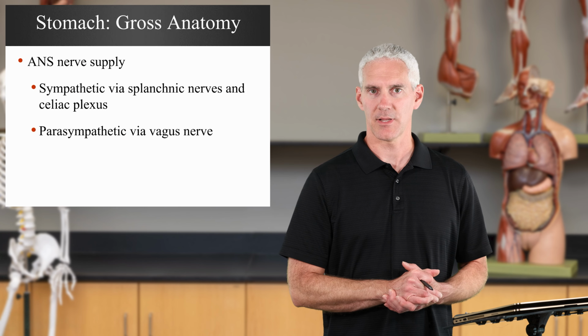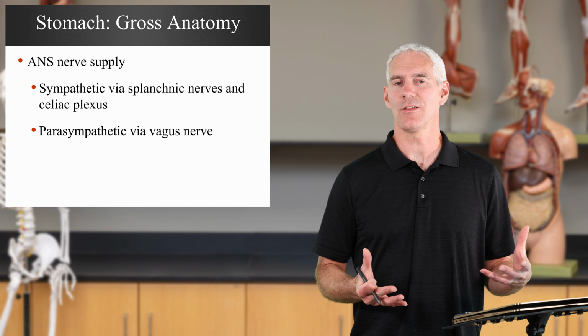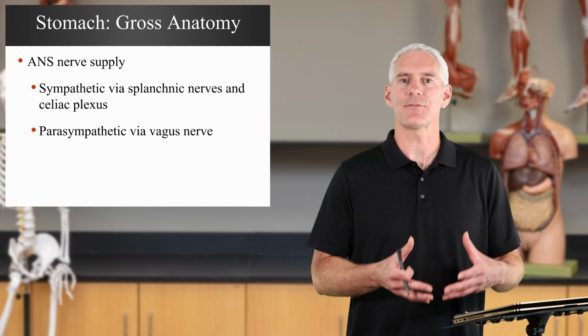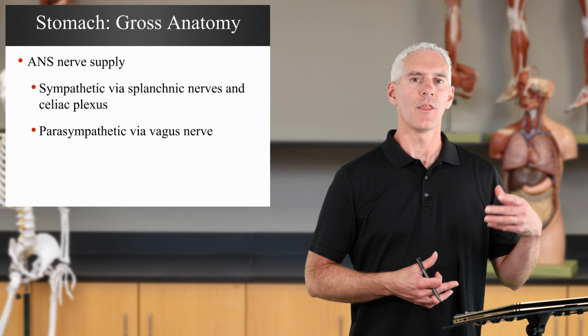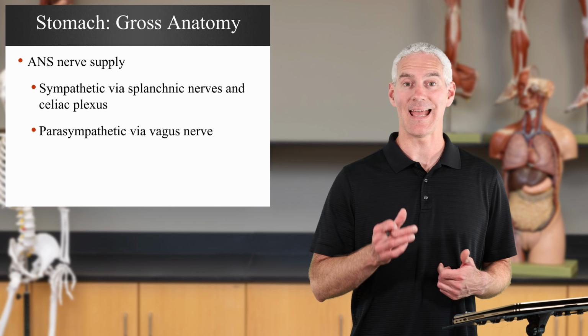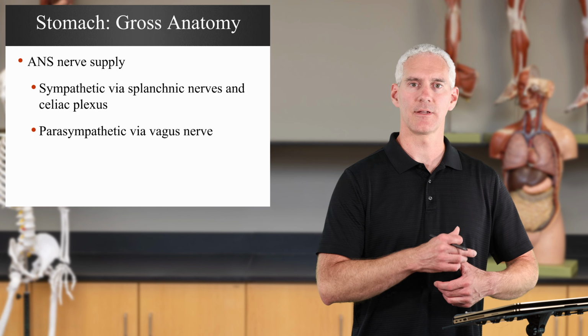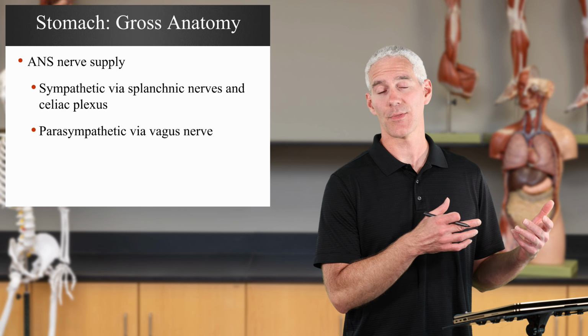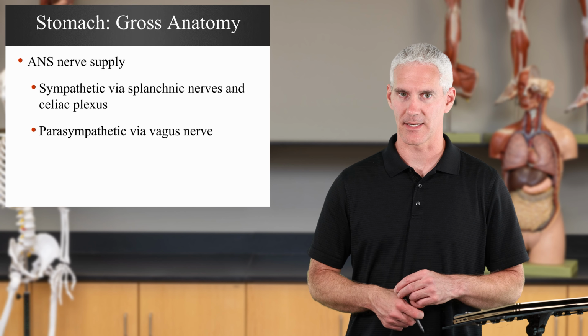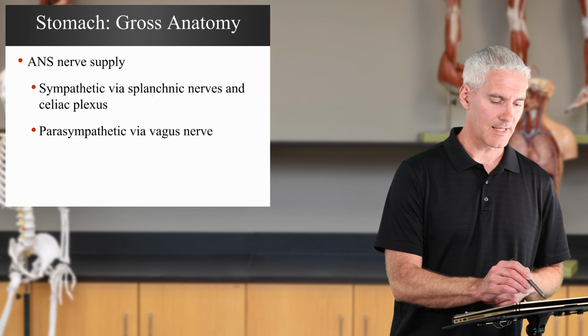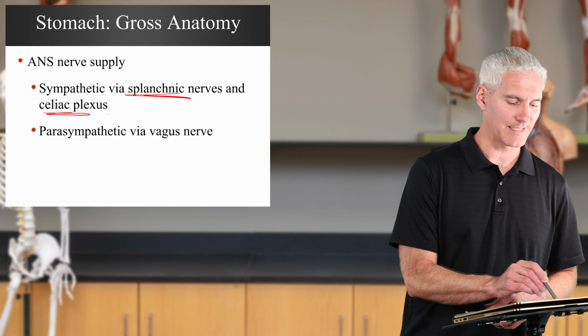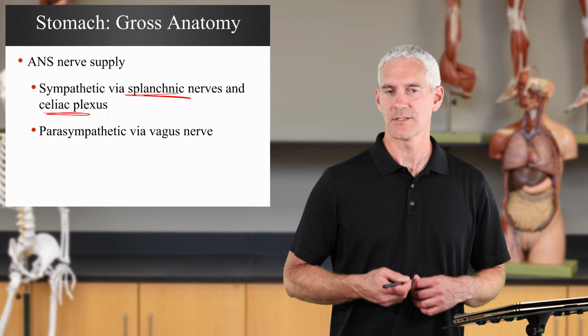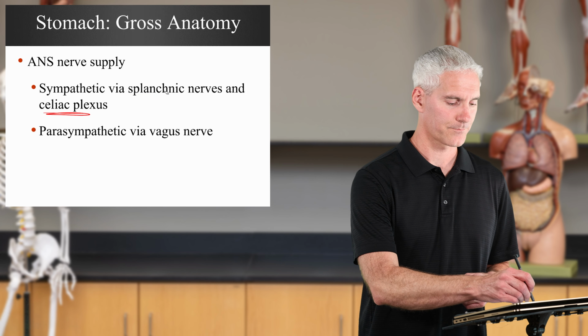All right, nerve supply. Because just like everywhere else in the GI tract, you have to have control. The autonomic nervous system, ANS, is where you're looking for control here. That means you're both sympathetic and parasympathetic. Now, sympathetic is from the splanchnic nerves and the celiac plexus. So that's your sympathetic control.